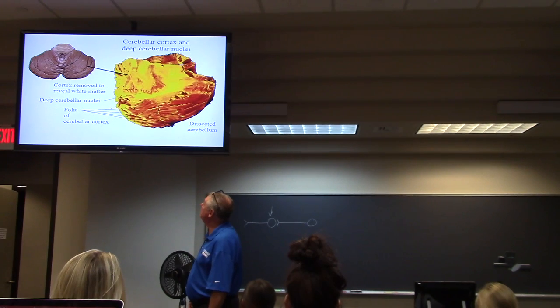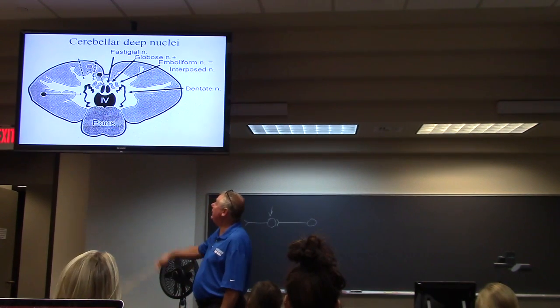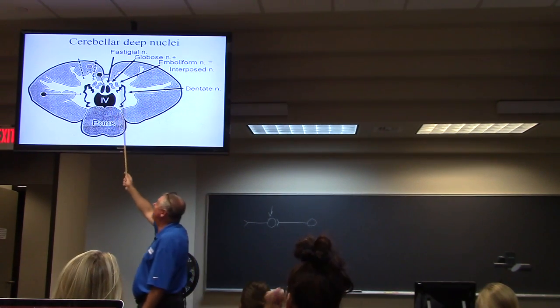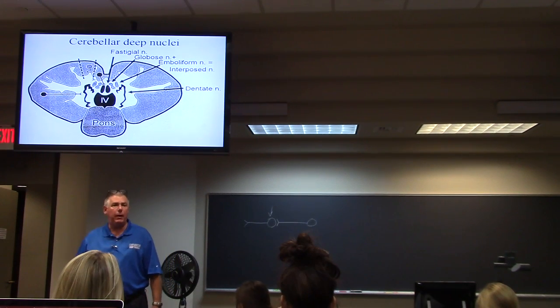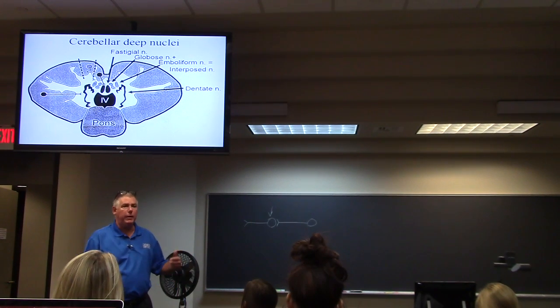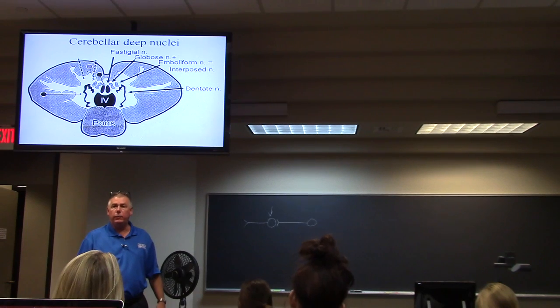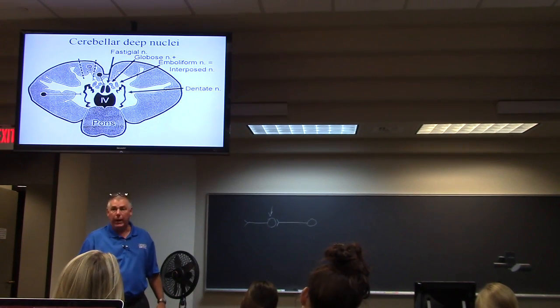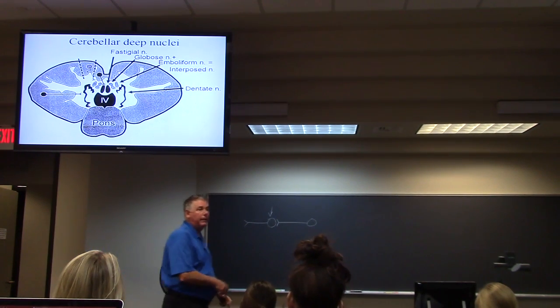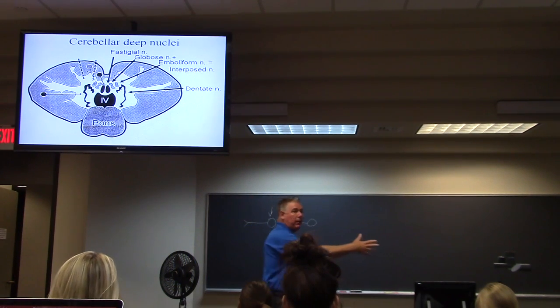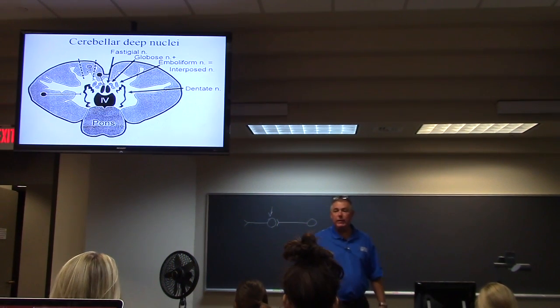All right. So if you look at a cross-section through here, you have the deep cerebellum. There are 5 different deep cerebellar nuclei. I don't care that you know the names of these nuclei. Just know that there are deep cerebellar nuclei, and they provide the outflow, or the efferent projections, from the cerebellum.